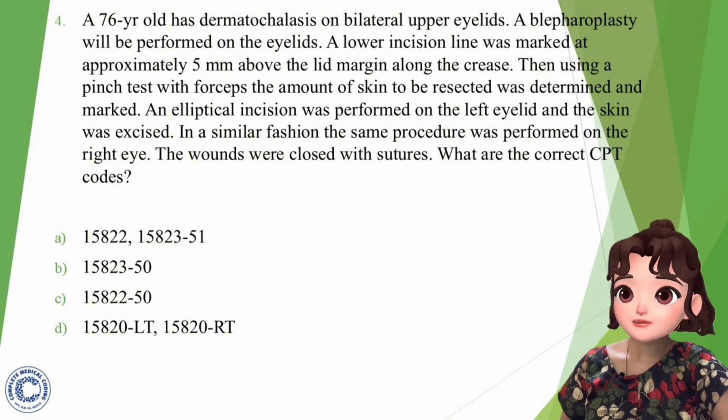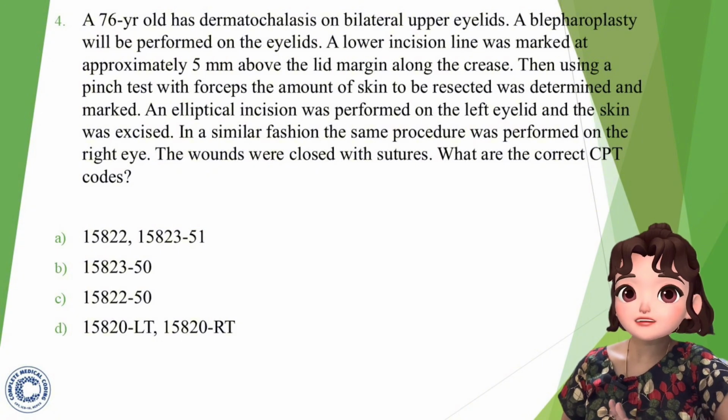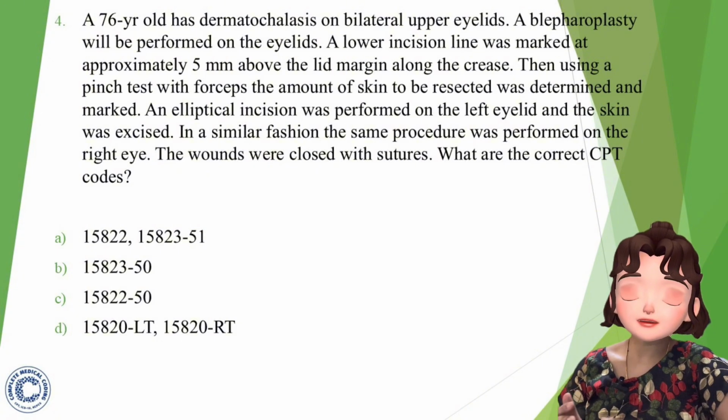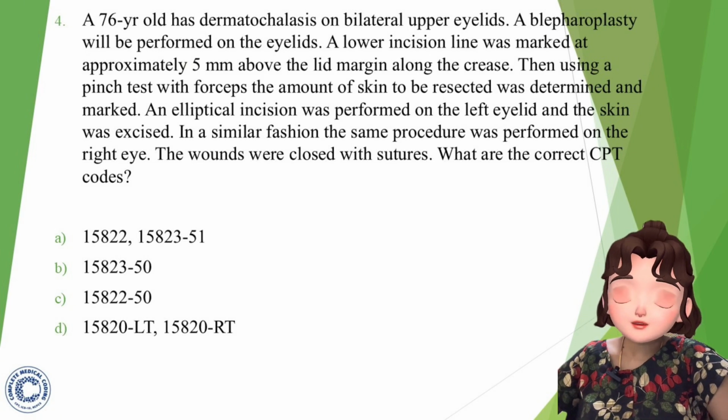A lower incision line was marked at approximately 5 mm above the lid margin along the crease. Then using a pinch test with forceps, the amount of skin to be resected was determined and marked. An elliptical incision was performed on the left eyelid and the skin was excised. In a similar fashion, the same procedure was performed on the right eye. So, same procedure has been done on both the eyes. That was just how the procedure was carried out. Okay. The wounds were then closed with sutures. What are the correct CPT codes?